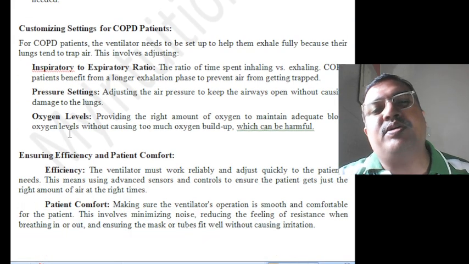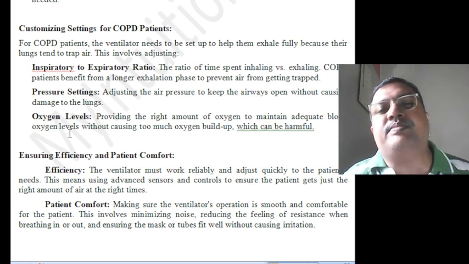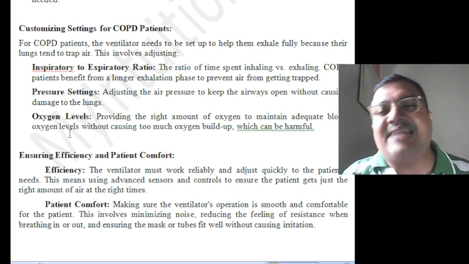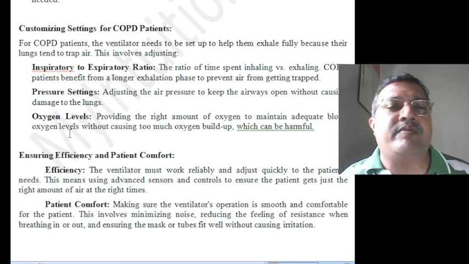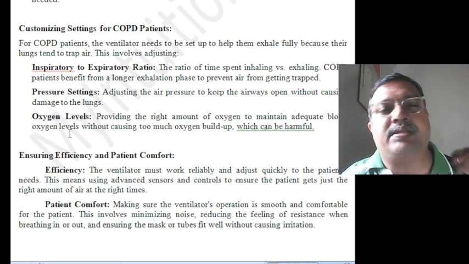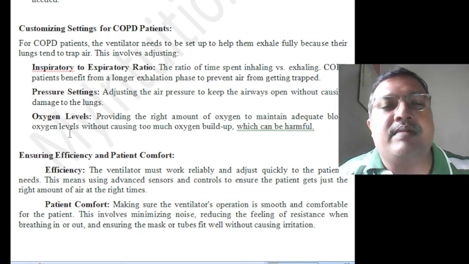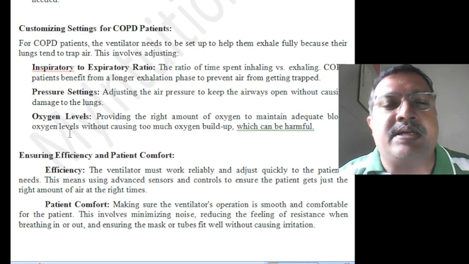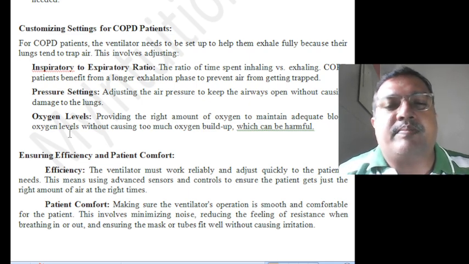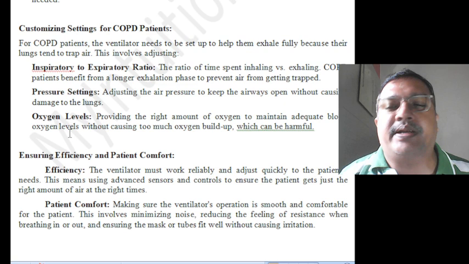Customizing settings for COPD patients. For a COPD patient, the ventilator needs to be set up to help them exhale fully, because their lungs tend to trap air, which involves adjusting the inspiratory to expiratory ratio. It is called the IE ratio, inspiratory expiratory ratio, and most ventilator machines have it. The ratio needs to be adjusted accordingly, so that air is not trapped in the lung for a prolonged period.